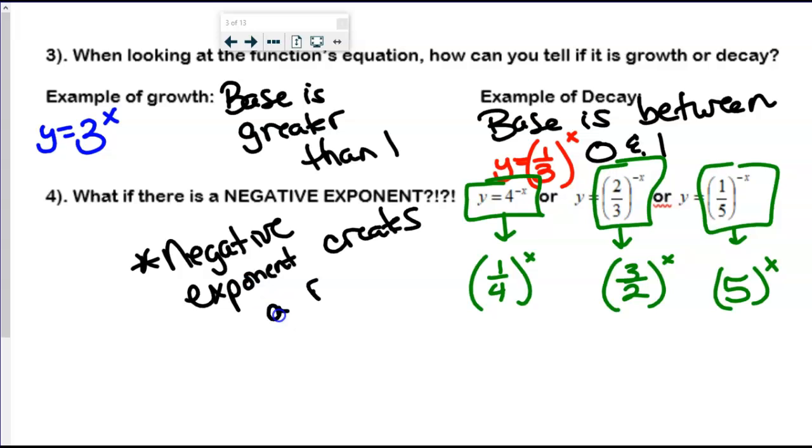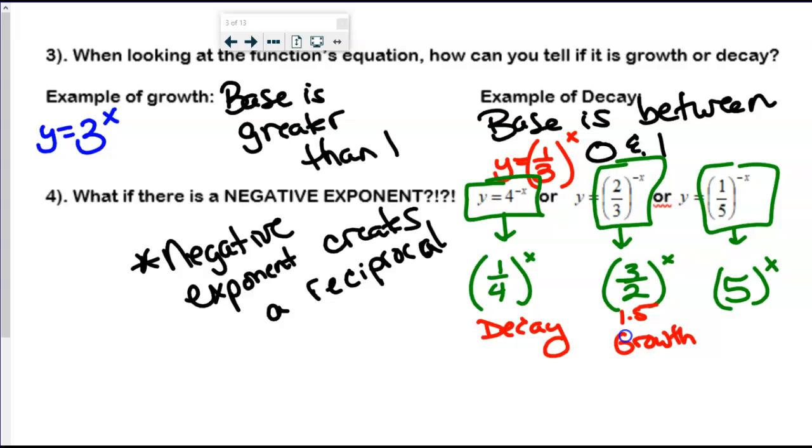Creates a reciprocal, which I never know if I'm spelling that right, so sorry if I am. So for example here, the 4 became a 1/4, so this is now a decay. 3/2, be careful on that one, it is a fraction, but it's a fraction that's larger than 1, it's 1.5, so that means this is a growth. And then 5 is obviously larger than 1, so that too is a growth. So don't get tricked by that trick question this time.